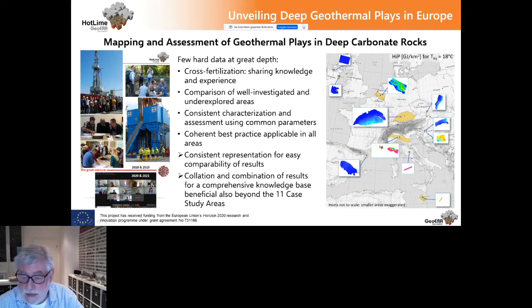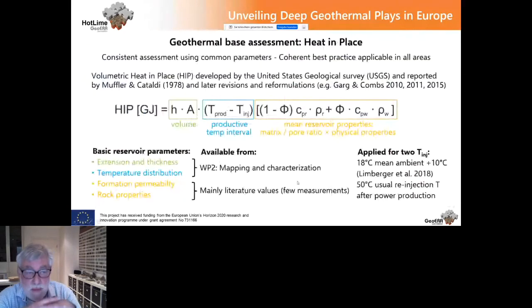So we tried to show all the areas with the same parameters, with the same color keys and so on. Later on, when I come to the results, this ended up in a consistent presentation for easy comparability, and the collation and combination of results for a comprehensive knowledge base which can be used also beyond the 11 case study areas. So one of the principal outcomes of our investigations was the geothermal base assessment.